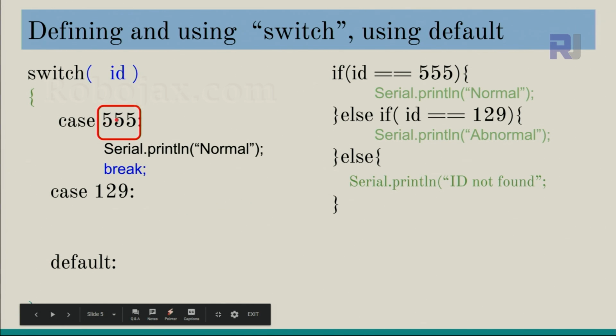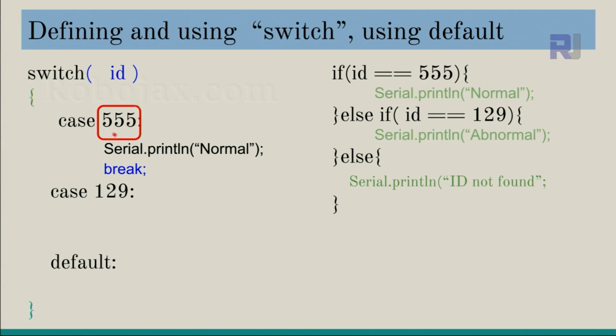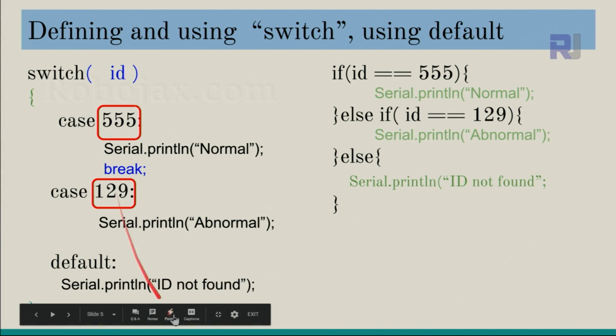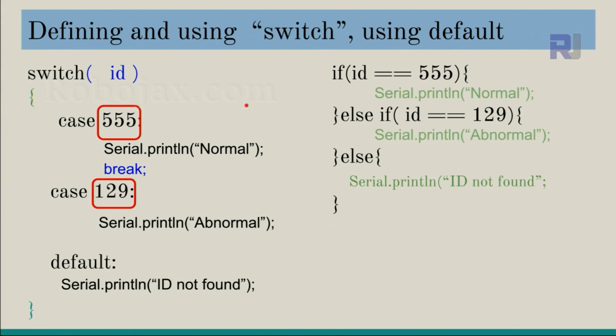If this is not true, if the ID is not equal to 555, then it compares this one, 129, with ID, like this line. If that is true, print this line. And if that is not true, then default means this is not true, this is not true, so just do this, ID not found. So this is how we use the switch, and now let's go for another example.